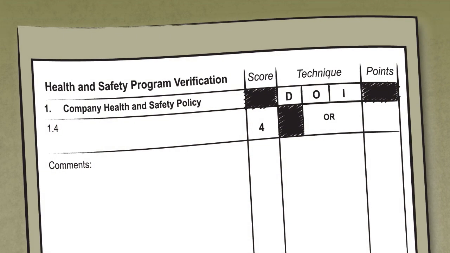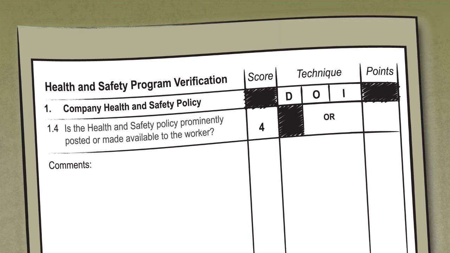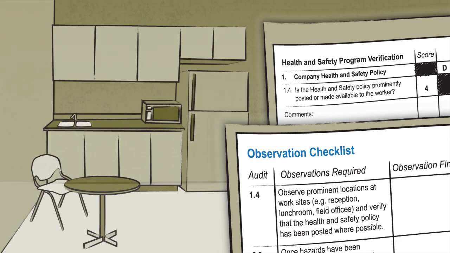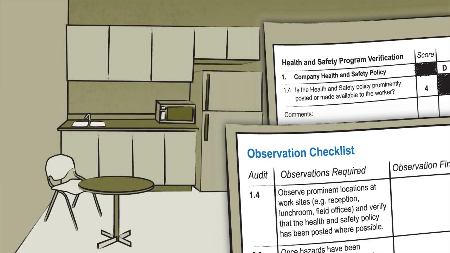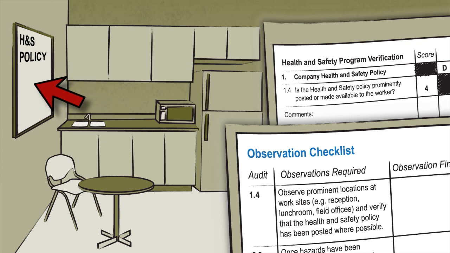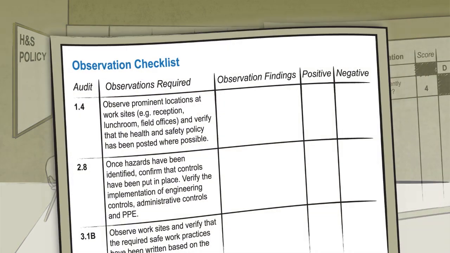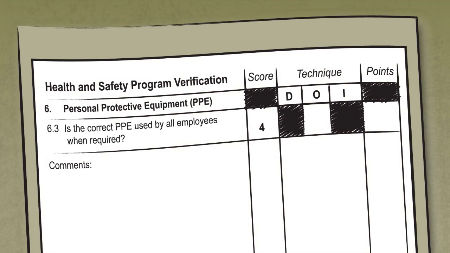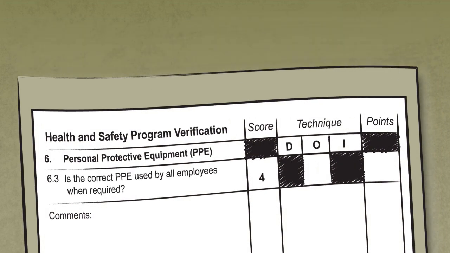Question 1.4 of the ACSA Standard Audit Document asks, is the health and safety policy prominently posted or made available to the worker? The observation portion of this question requires the auditor to see the policy posted in prominent locations, which could include reception, a lunchroom, or field offices. If the auditor cannot see the policy posted, then they would check the negative box for that question for that site.